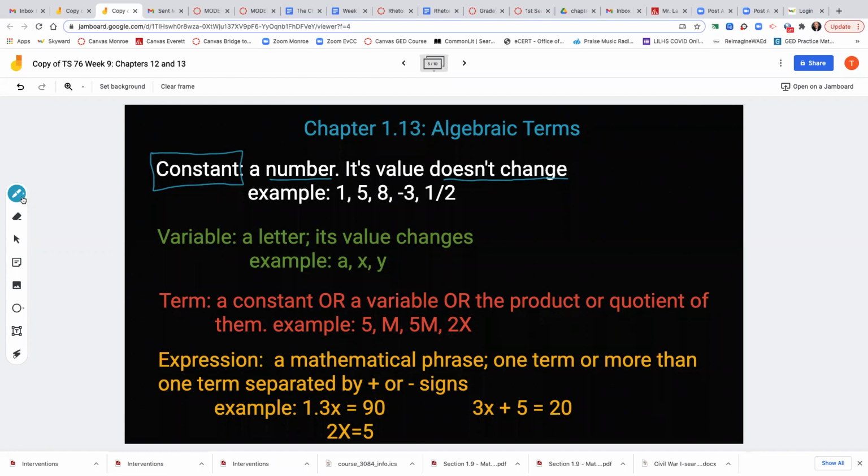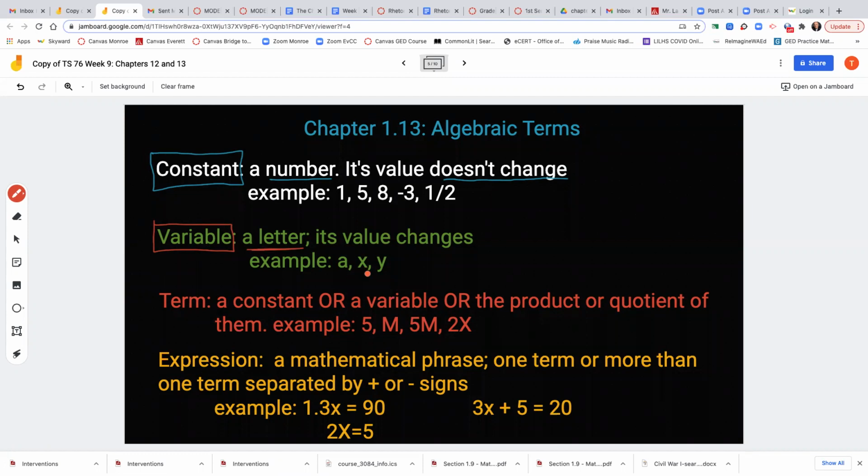And then we have something called a variable. Now this is a big key concept as we're leading into algebra here. Variables are letters. So you might want to underline it. It's letters.